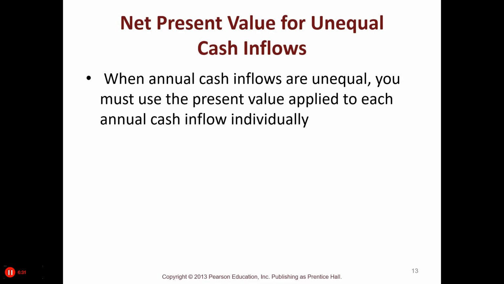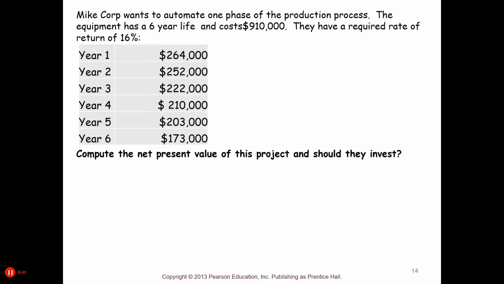Now, net present value of unequal flow. When annual cash inflows are unequal, you must use the present value applied to each annual cash inflow. So here's our example. If you notice, we've got 6 years, but every single year is different. We have to invest $910,000, and they want a return of 16%. So this is our initial investment.